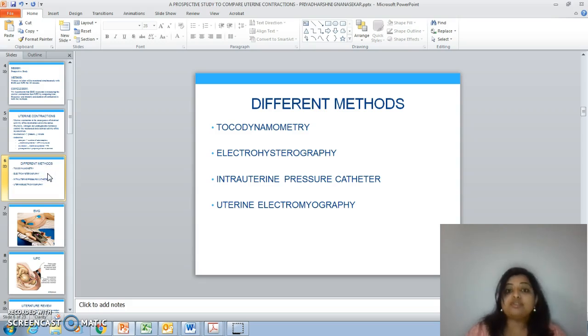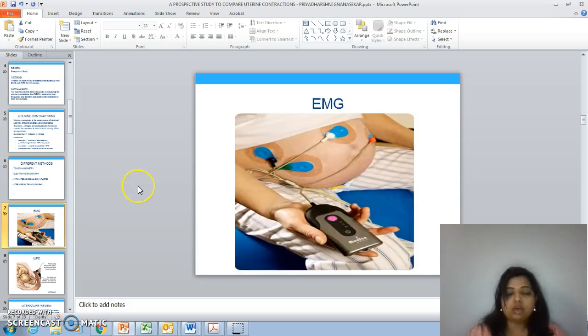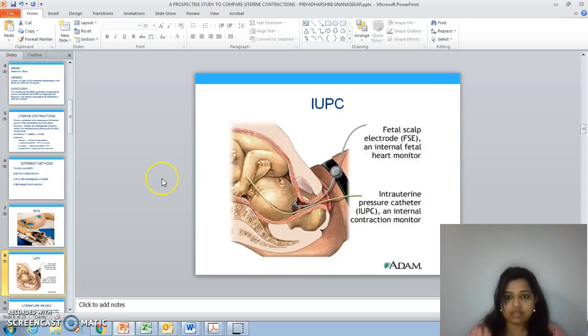What are the different methods of capturing uterine activity? We have tocodynamometry, electrohysterography, intrauterine pressure catheter, and uterine EMG. I have a picture of EMG to represent it, and also of IUPC.